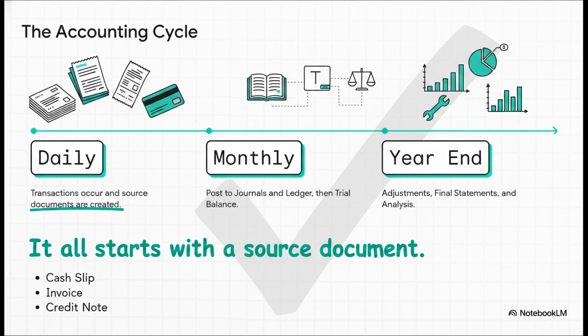But here's the critical takeaway you cannot forget. It all starts with a source document, a cash slip, an invoice, a credit note. In the strict accounting world, if there is no source document acting as absolute proof, the transaction literally did not happen, period. If the auditors come knocking, without that slip of paper, your numbers mean absolutely nothing.